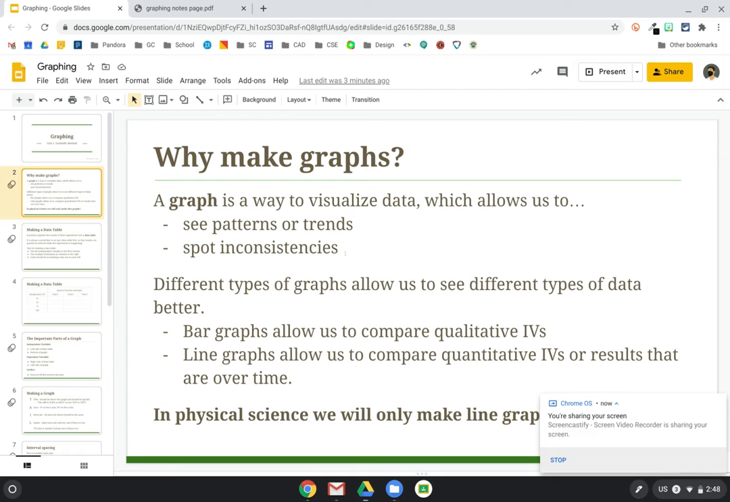Different types of graphs allow us to see different types of data. Bar graphs allow us to compare qualitative independent variables like the type of candy or the species of bear. And then line graphs allow us to compare quantitative or numerical independent variables like time, so seconds or hours or years, and then some other type of number like a height or a quantity. In physical science, we are only going to make the second type of graph, which is a line graph. We're never going to make bar graphs.